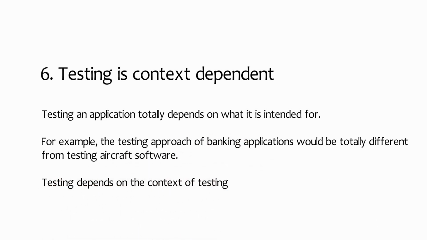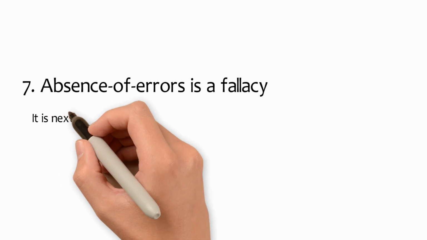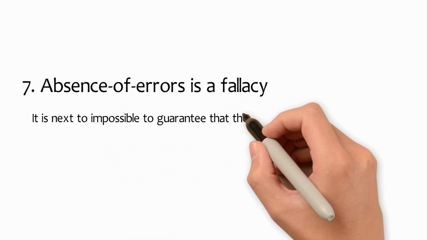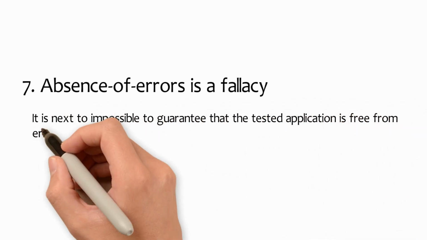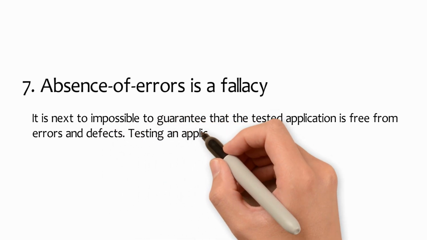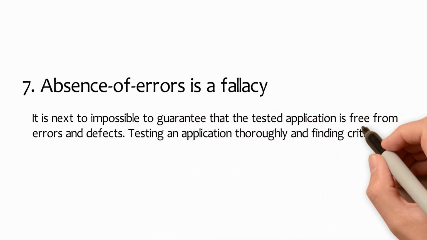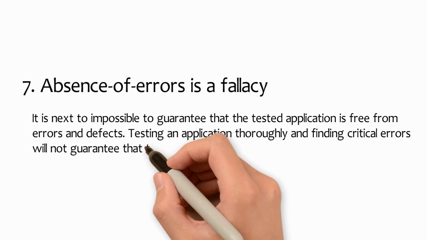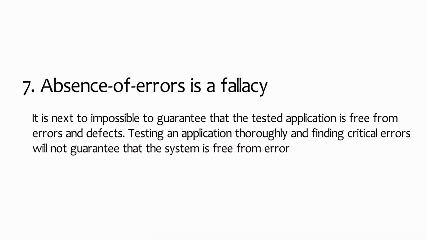Absence of errors is a fallacy. It is next to impossible to guarantee that the testing application is free from errors and defects. Testing an application thoroughly and finding critical errors will not guarantee that the system is free from error. These are the 7 testing principles.